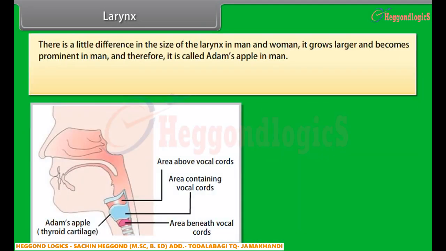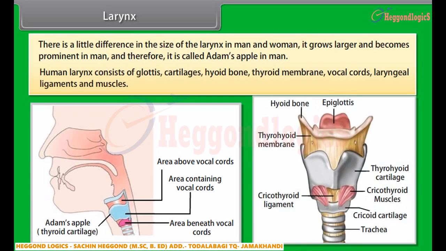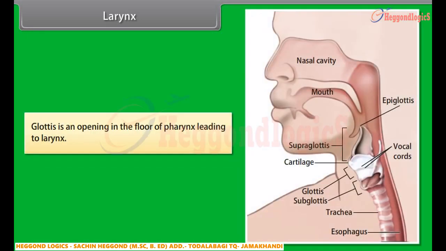There is a little difference in the size of the larynx in man and woman. It grows larger and becomes prominent in man, and therefore it is called Adam's apple in man. Human larynx consists of glottis, cartilages, hyoid bone, thyroid membrane, vocal cords, laryngeal ligaments, and muscles. Glottis is an opening in the floor of pharynx leading to larynx.